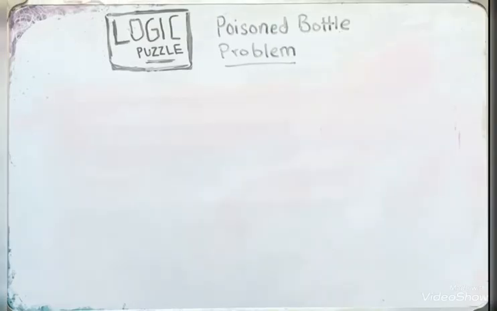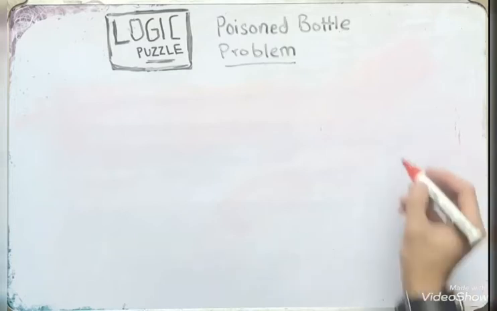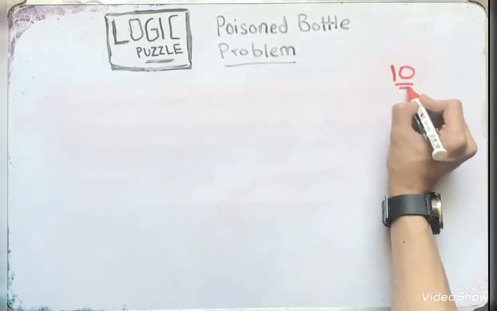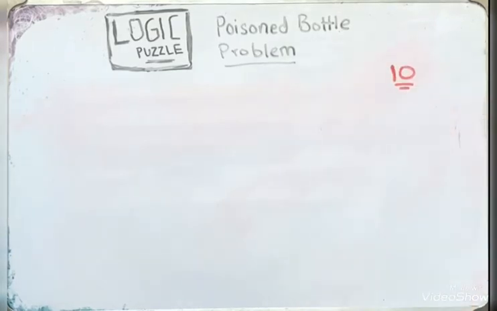So I assume you had a take at it. The correct answer, or the minimum number of prisoners required in order to test 1,000 bottles to take out a poison bottle, is none other than 10. I'm not kidding. It's surprising, I know, but it's how it works. You only need 10 prisoners in order to test 1,000 bottles. So let me explain how.